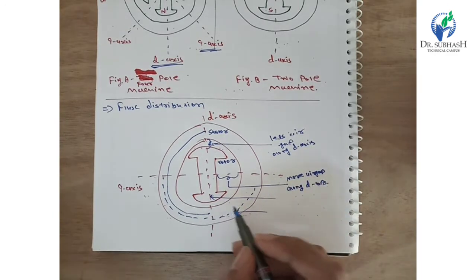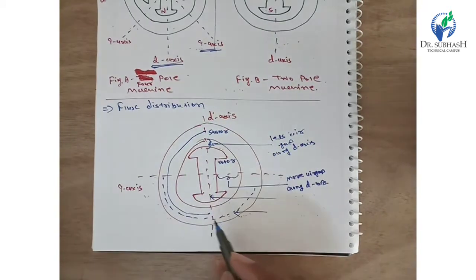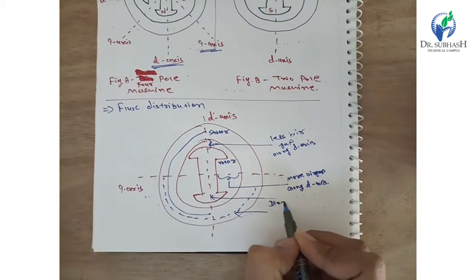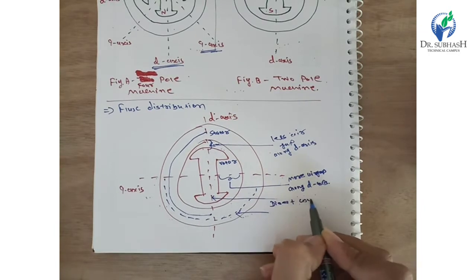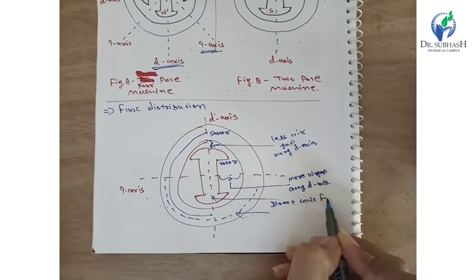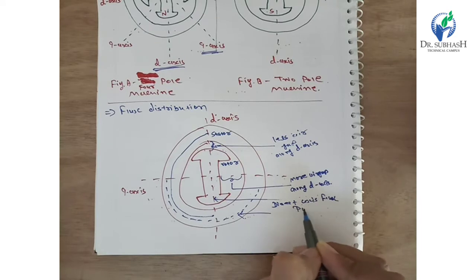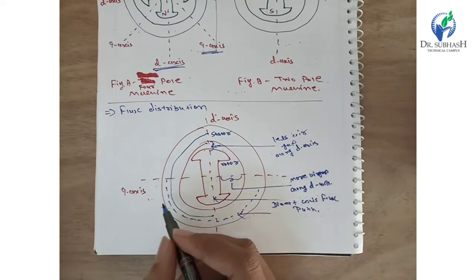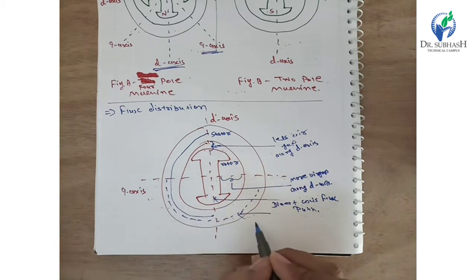This is the direct axis path of the flux. So it is the direct axis flux path, and this dotted line represents the quadrature axis flux line.